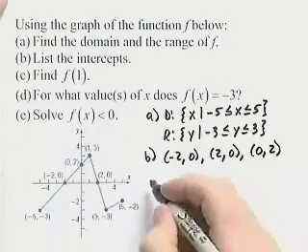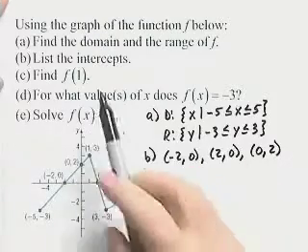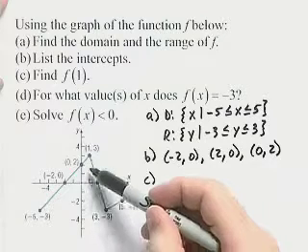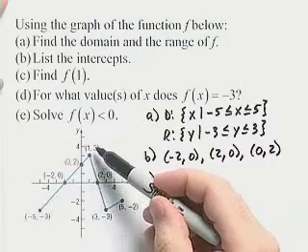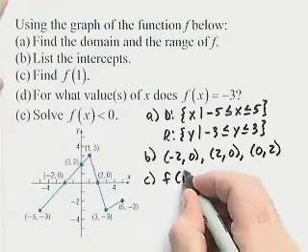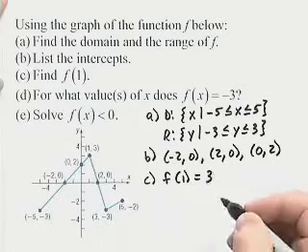For part C, we want to find the value of the function when x is 1. So on our graph, we locate x equal to 1. We go up to the graph and see that when x is 1, the value of the function is 3. And so we can say that f of 1 equals 3.